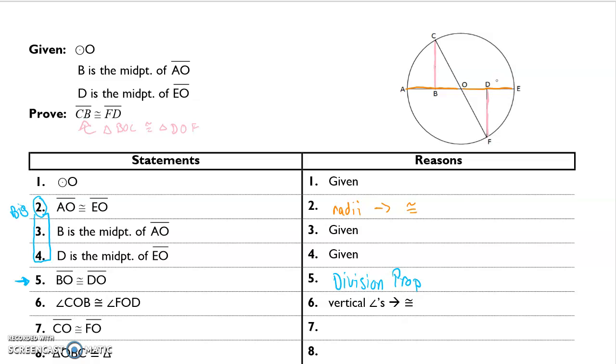And next, I have stated that my vertical angles are congruent, and I can conclude in number 7 that CO is congruent to OF as well for the same reason as number 2. Those are radii of a circle.